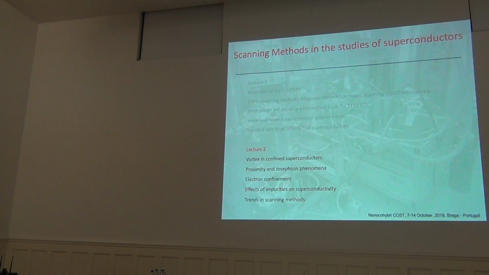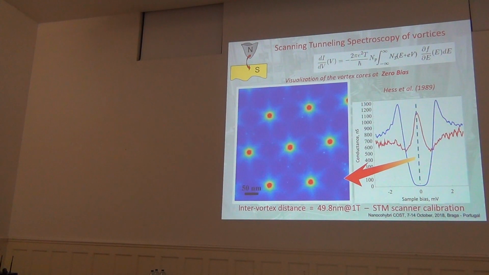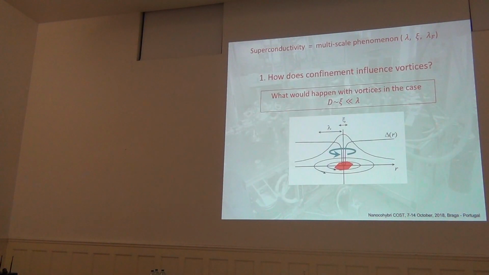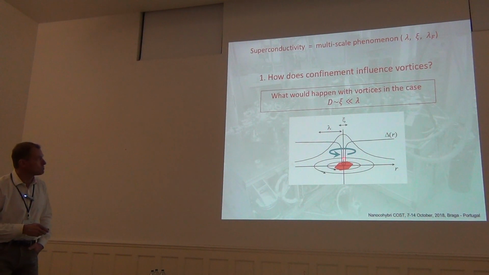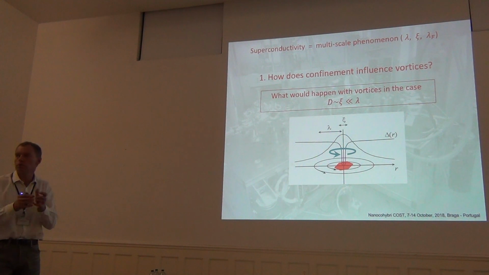Okay, so now in lecture 2, I'm sure I'm too ambitious with this, so I will skip some parts. So we discussed this very nice Abrikosov vortex lattice in large superconductors with these six-fold shaped cores. And the question we asked ourselves for many years was what happens when the size of the superconductor itself is comparable to the size of the superconducting core.